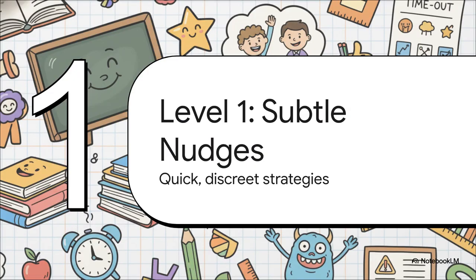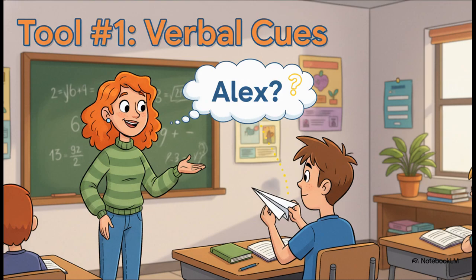All right, let's get into level one of our toolkit. I want you to think of these as your first line of defense, the quick, quiet, and super discreet things you can do for those small disruptions without having to stop the entire class. So, tool number one is the verbal cue. Super simple. It could just be saying the student's name in the middle of a sentence, or quietly walking over and asking something like, "Is what you're doing helping you focus right now?" See, the goal isn't to shame them, it's just to gently pull them back to the task at hand.